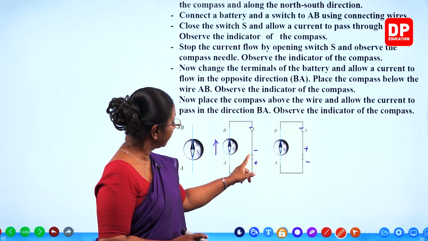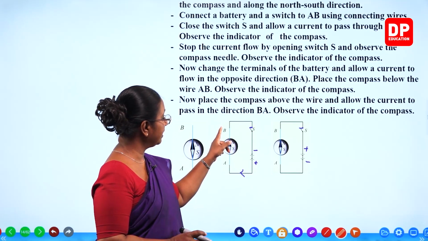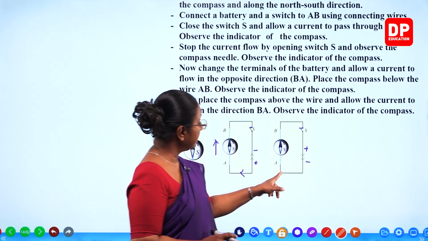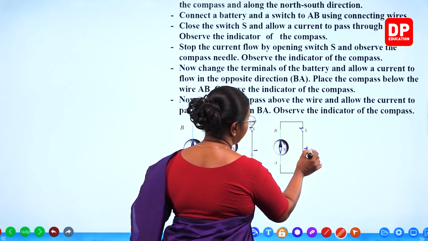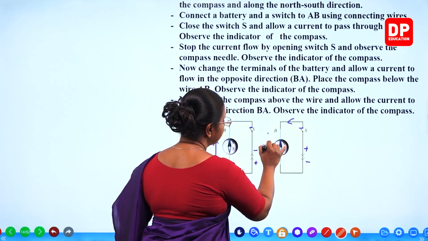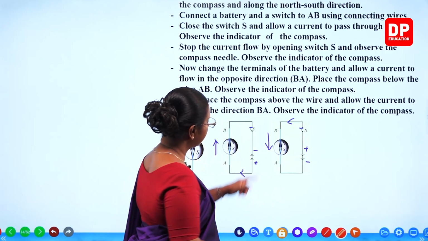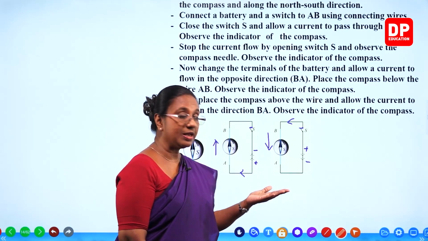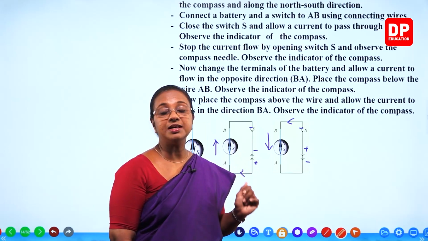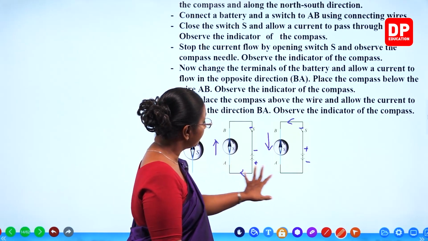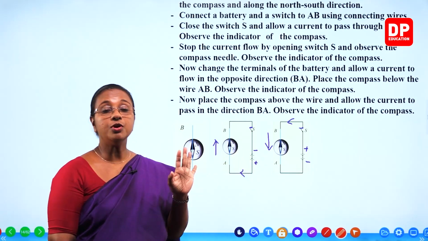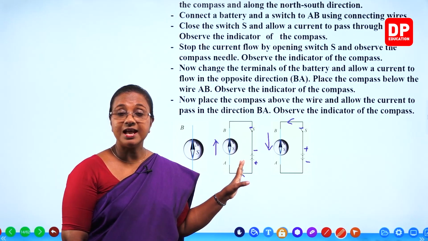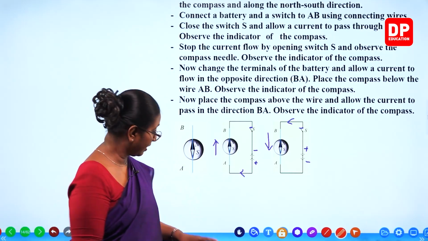In this one, current flows in the direction A to B, compass is below, compass is above the conductor. Then here, now this is the positive terminal, because of that current flows in the direction B to A. There again, compass below the conductor, compass above the conductor. So those are the 4 instances where you will have to observe. Is that clear, students? This is to understand the magnetic effect of current.